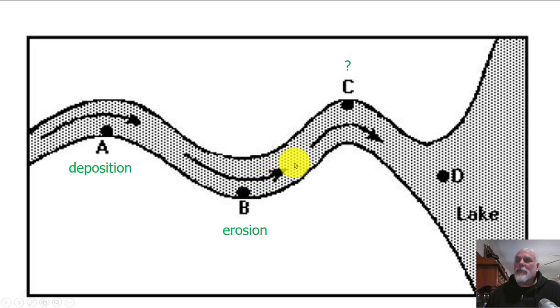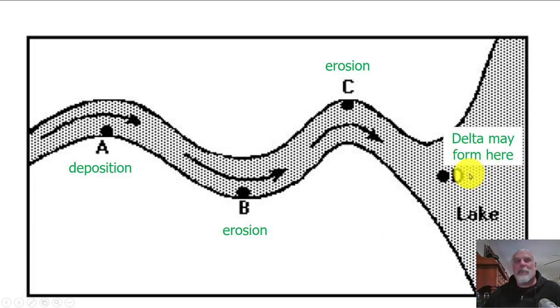And then the water is going to come this direction and smash into this side here. So letter C is going to be erosion also. And then as it flows out here, the water is going to hit the lake in this case and slow down abruptly and dump its sediments. And that is going to be a deposition point. And there, that's where you might form that delta. So the delta may form here.